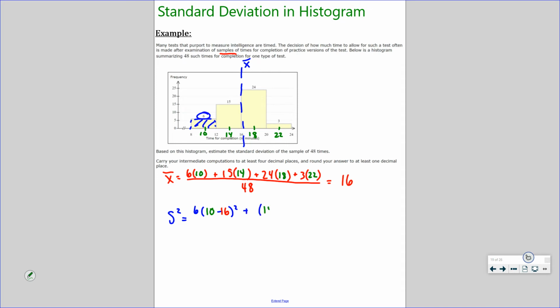14 as my midpoint. How far does that deviate from my mean? I have to square it, and then I do have to times this by, there's 15 of those. 15. That's kind of how I think of it. Same calculations here. Now I'm going to figure out how far is 18 using my midpoint. I don't know the exact data. How far does that deviate from my mean? And how many do I have there? Whoa, 24 of those.